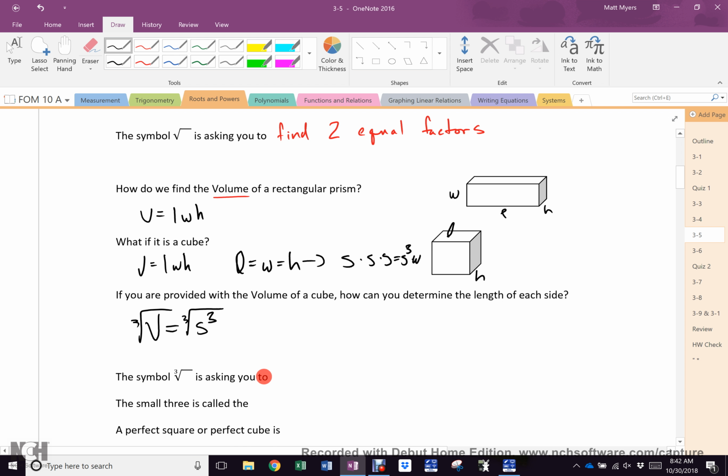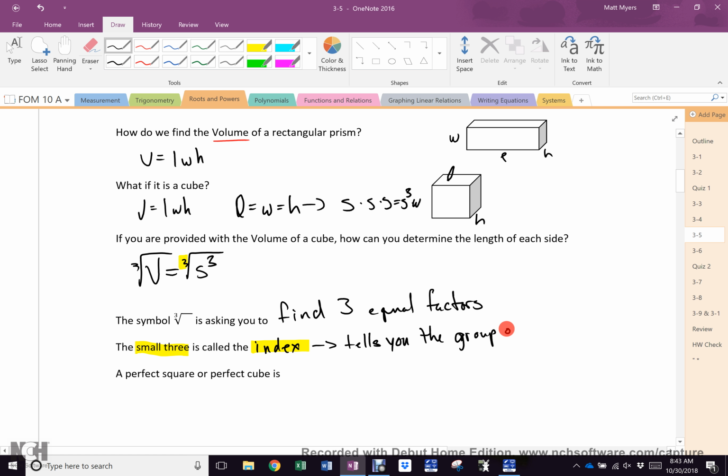This little 3, and I'm going to highlight small 3, is called the index. The index tells you the group of factors you seek.